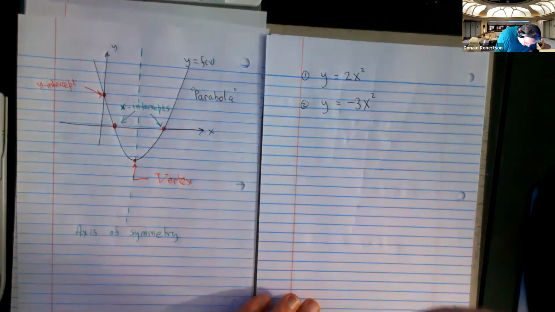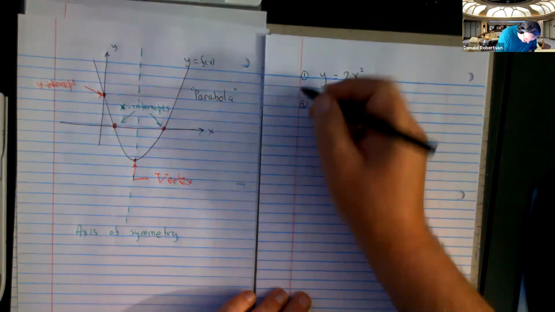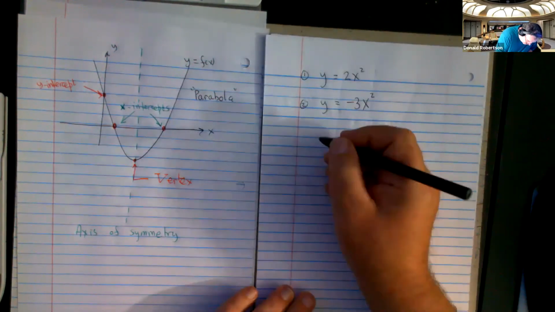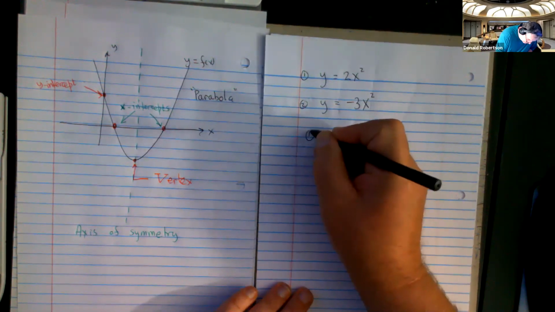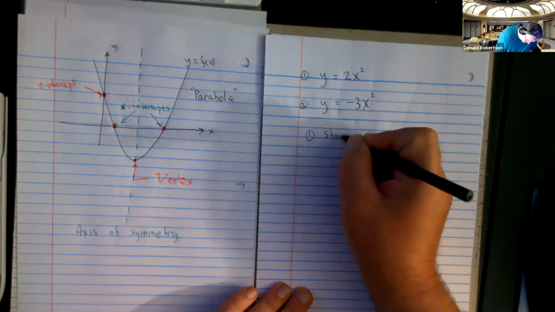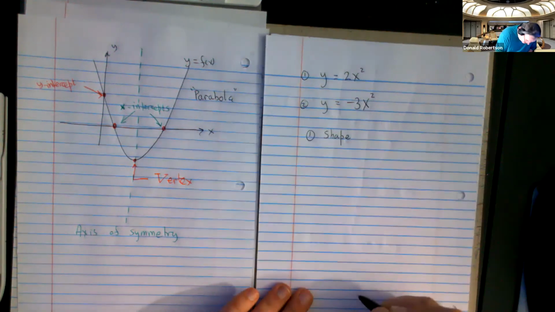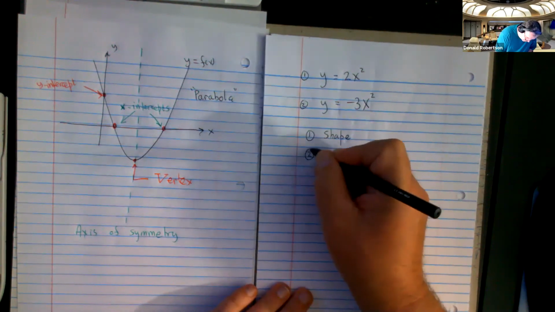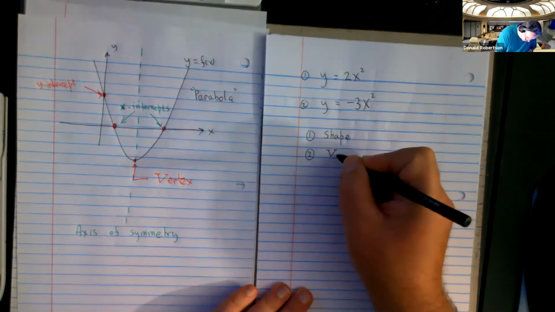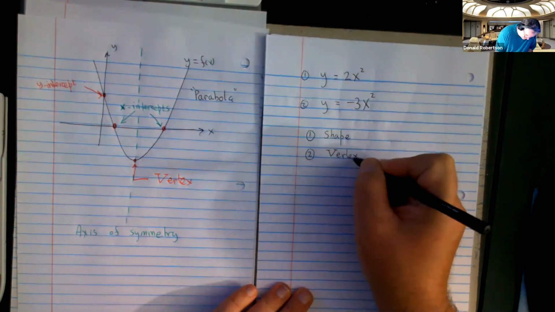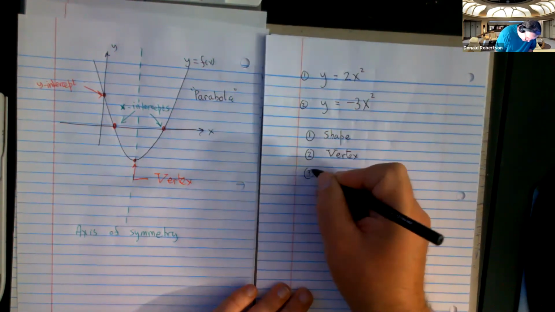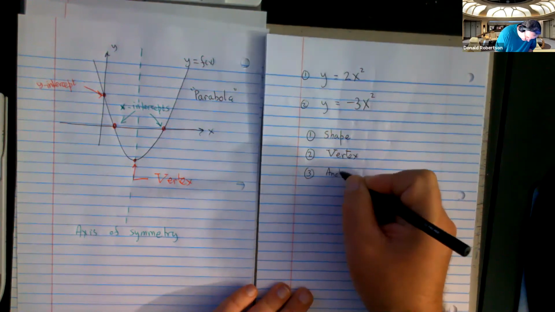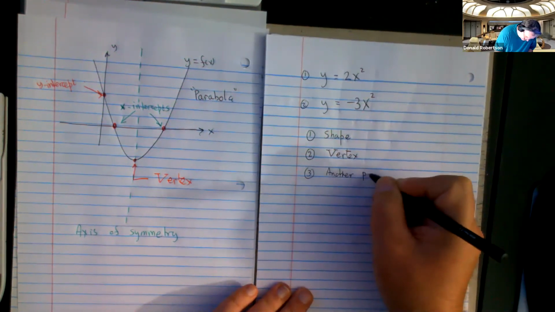The first thing that we're going to do to sketch these, and there's only going to really be three things. The first thing is we're going to get its shape. And the second thing we're going to get is its vertex. And the third thing we're going to get is another point.